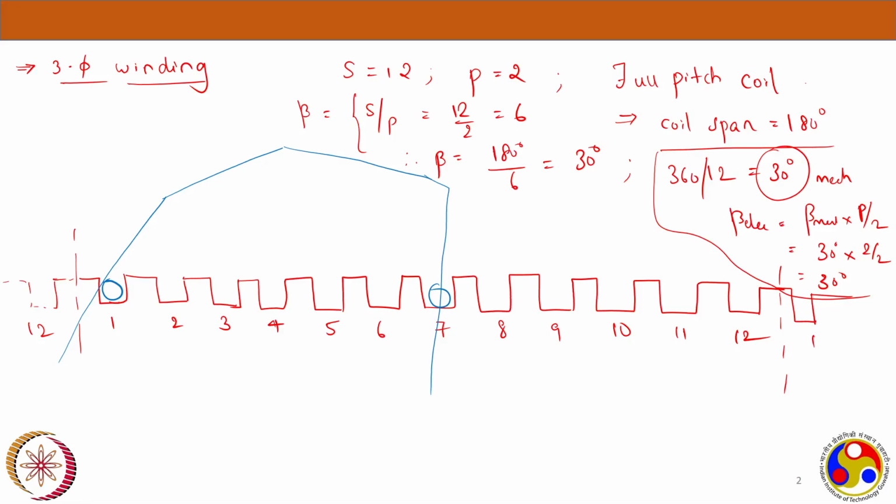Since it's a full pitch coil, I need to utilize the 180 degree. So each slot is 30, so 180 will be 6 slots. So if I'm placing one coil side in the first slot, the next one should be 1 plus 6, that is 7. So 6 comes from the slot pitch.